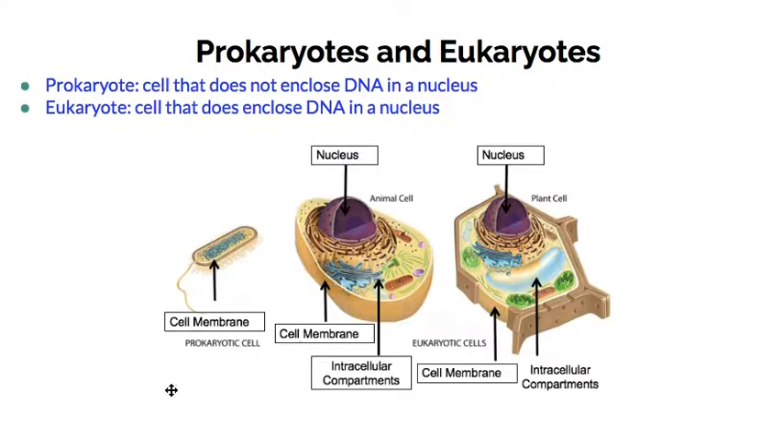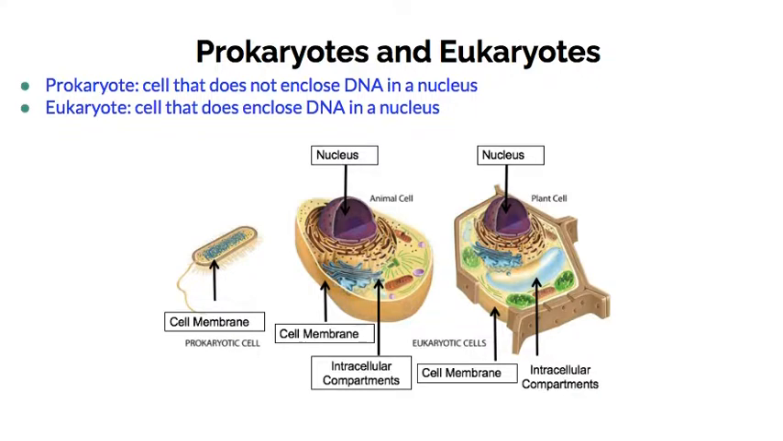So here are some images. Okay, so here we have a prokaryotic cell, okay, and then you have two eukaryotic cells shown. So animal and plant cells are both eukaryotic. They all contain a cell membrane. So you see that here. They all have a cell membrane. And then for the animal and plant cell, you see the nucleus. Okay, so the nucleus is labeled. And then they also, for the eukaryotic cells, have these things called intracellular compartments, which we're going to get into more later on our eukaryotic cell lesson.